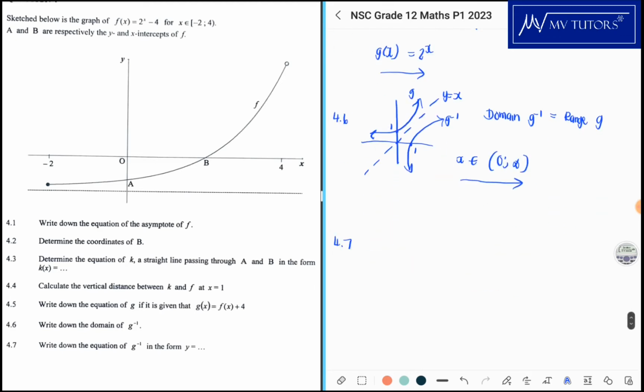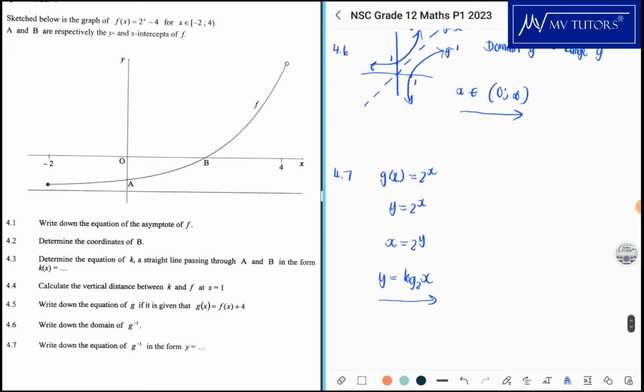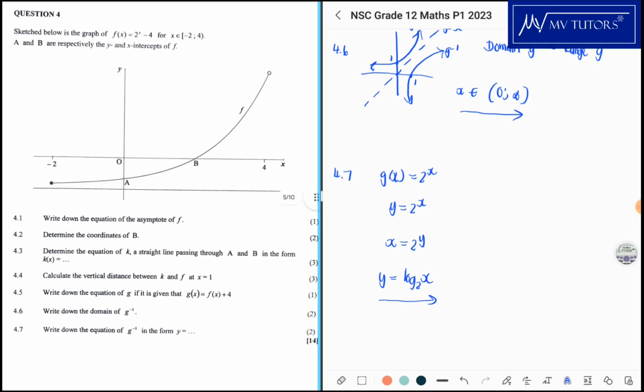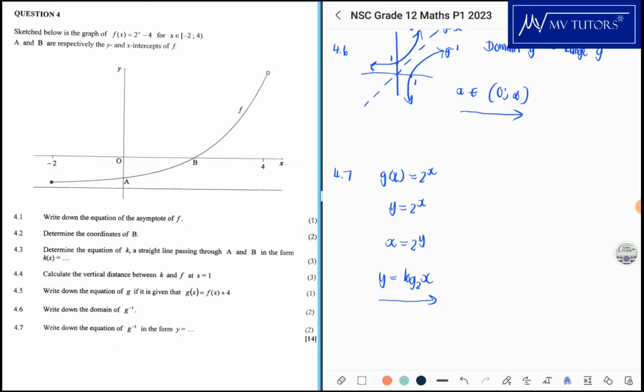And now heading over to 4.7, it says write down the equation of this inverse. Okay, so we know that g of x is 2 to the power x. Same as saying y is 2 to the power x. Now if we want the equation of the inverse, we simply swap x and y around, and then we apply our logs. So we know that y is equal to log base 2 of x, okay, because they wanted it in the form y is equal to, and then we have log base 2 of x. And that is it with question 4. There you go with your 14 marks.